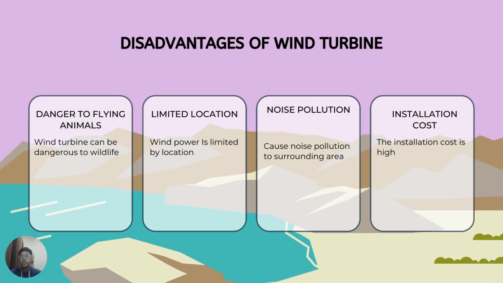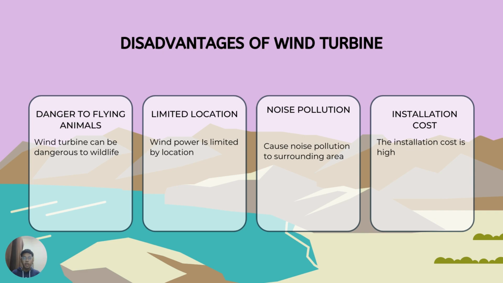The disadvantages of the wind turbine: first is a danger to flying animals. Any unsuspecting animal may collide with the wind turbine and may die. Then the limited location: wind power is limited by location.